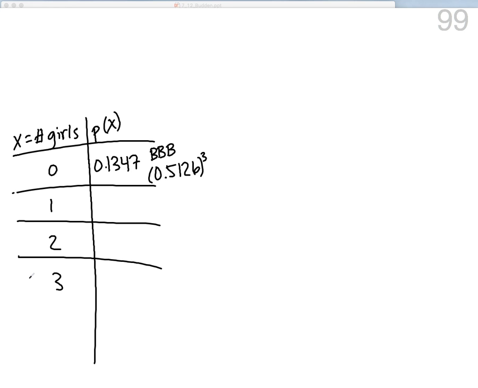Check with the person next to you after you get the probability that x equals 1, just to make sure that you're on the right tracks.